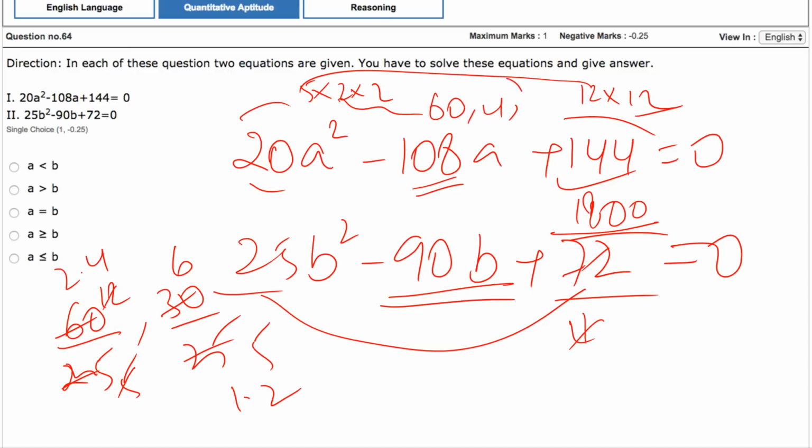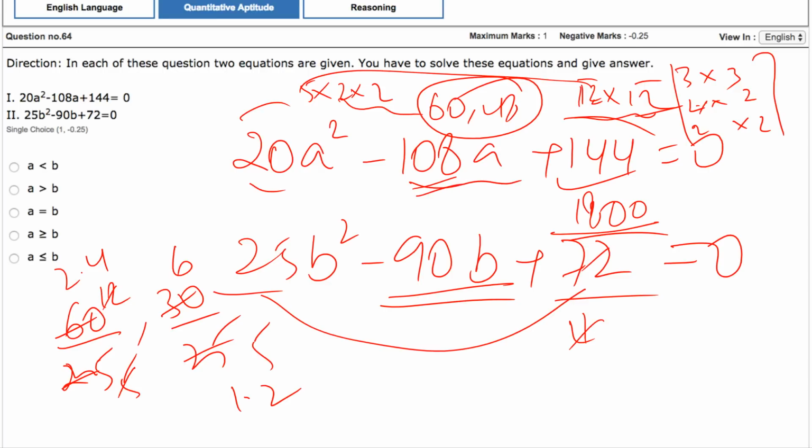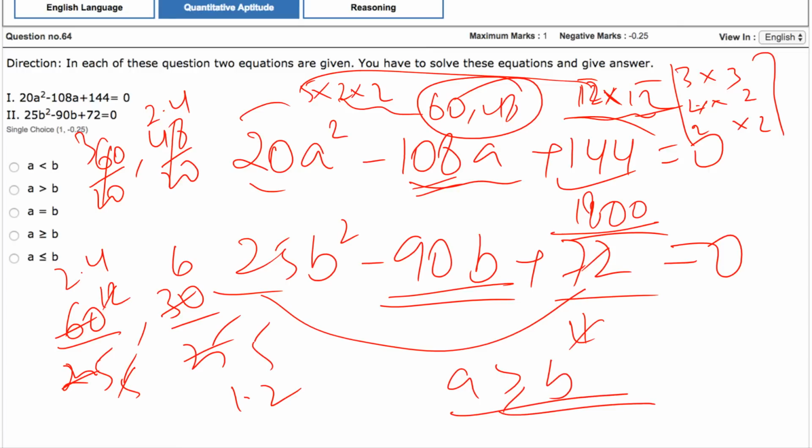Clearly it works. Now what if it was not so simple, then what you do here is try to break this. This is 3 into 3 into 2 into 2 and then 2 into 2. This is in case it does not fit quickly, then you go with this process. Here it was very simple. 12 5s are 60, 12 4s are 48, clearly. So this was 60, this is 48, both have to be positive, divided by 20, right? So this is 3, this is 2.4. Clearly these are either greater than or equal to, so A is greater than or equal to B, as simple as that.